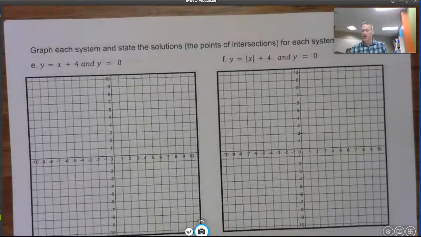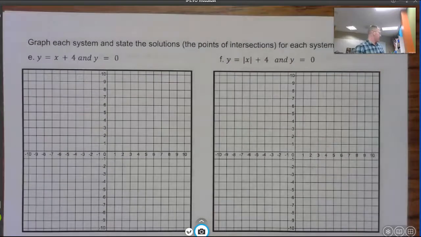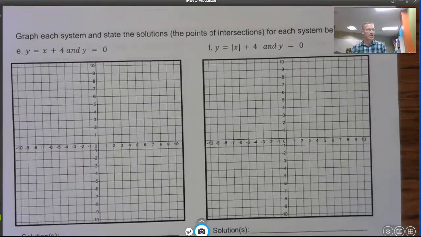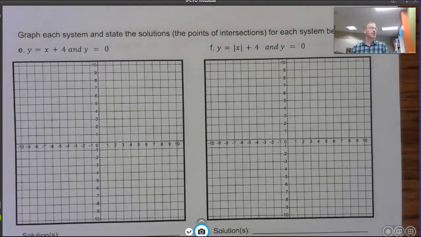Once again, I want you to pause the video and try these four graphs. So do E, F, G, and H, and tell me where they intersect. Pause the video, sketch those four graphs real quick, just like we did before, and see what happens.